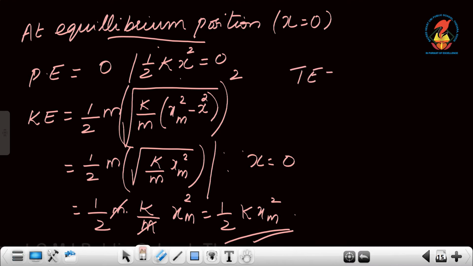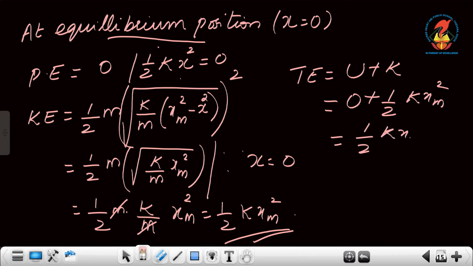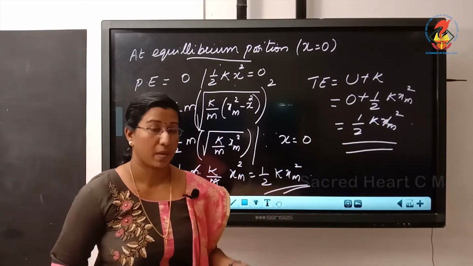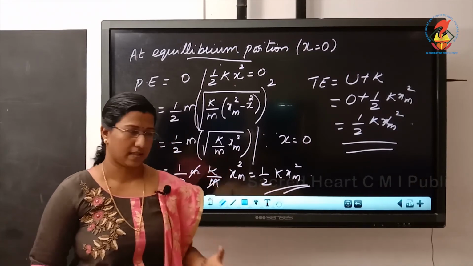Therefore, total energy is potential energy plus kinetic energy, which is equal to 0 plus half k xm square, which is equal to half k xm square. Which means at any point you take, total energy of the spring is the same, which means we can say mechanical energy of the spring is conserved.